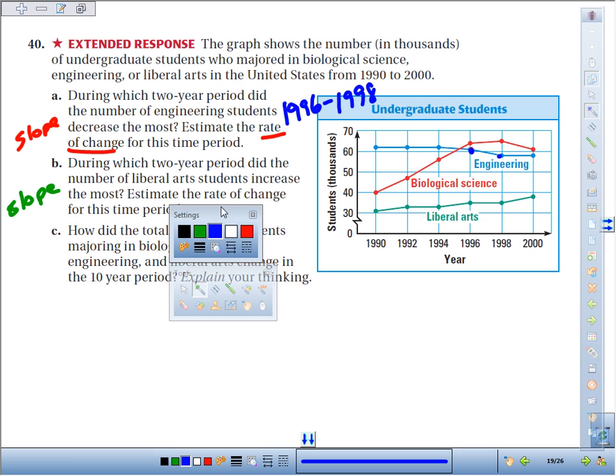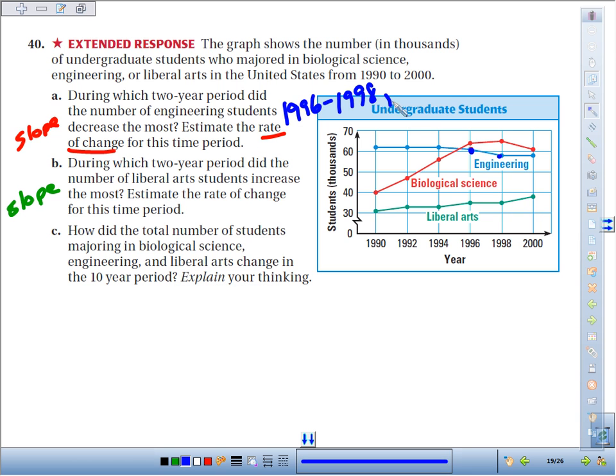Oops, I forgot to do that for Part A. I better go back and do that. What was the slope here? Looks like it went from about 60 engineering students, 60,000, to about maybe 58,000 in a two-year period. So it went down from 60,000 to 58,000, it went down 2,000 students in a matter of 2 years. So that would be approximately negative 1,000 students per year.